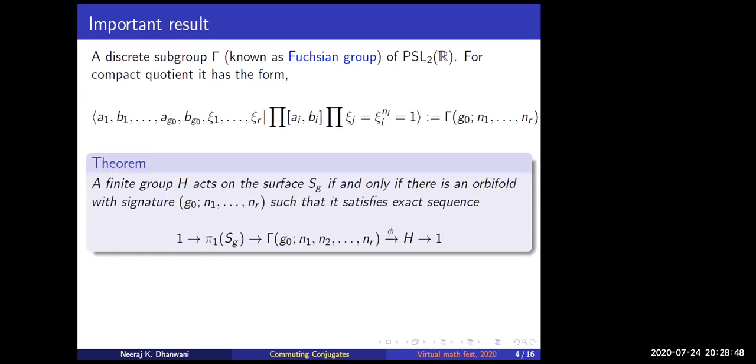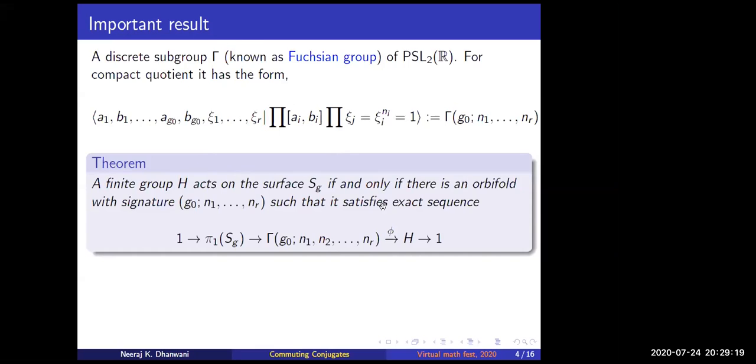So go ahead. This theorem is very classically known in group actions: a finite group acts on the surface if and only if it satisfies such an exact sequence, where this phi is what we call a surface kernel, and this gamma is a Fuchsian group, which we generally know as an orbifold. The orbifold gives a topological meaning to this group, which is due to Thurston.